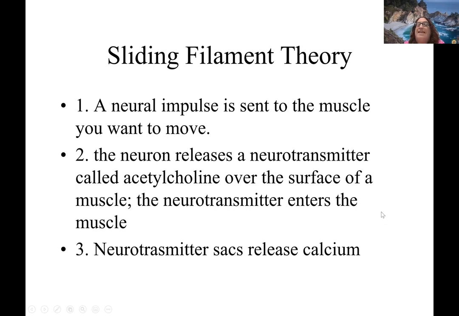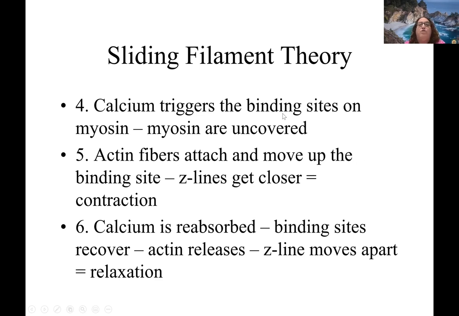these sacs to release calcium. Calcium is kind of the start point of a contraction. The calcium triggers the binding sites on myosin. They become uncovered. When they're uncovered, the actin fibers can attach and move up the binding site so the Z lines get closer. So it really is like little hands that keep grabbing and pulling. The calcium is then reabsorbed, so those binding sites get recapped, so they're covered up, they can't grab anymore, and that's what allows for the relaxation of the muscle.